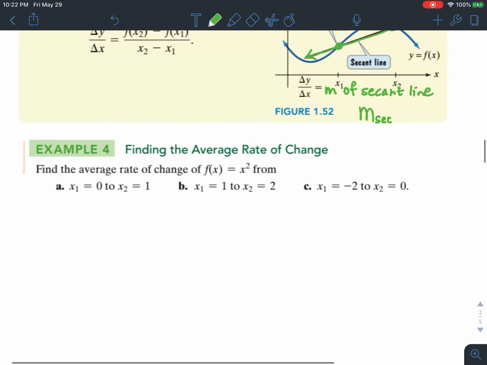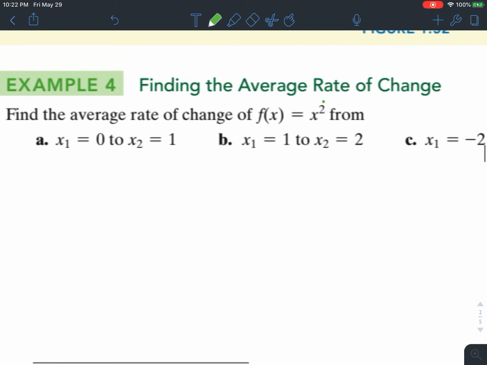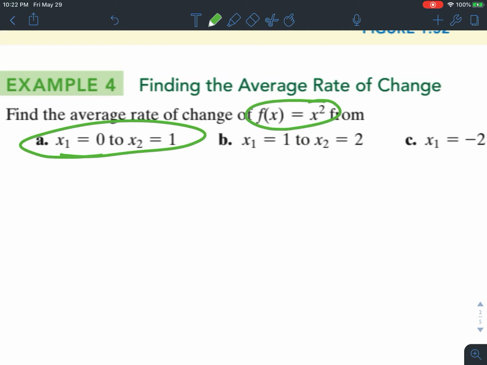Okay, so there are no units here, so just find the average rate of change. So they give you a function, and they give you this. You just got to get used to the wording. I mean, you're getting pretty far into math, so it's getting much more formal.